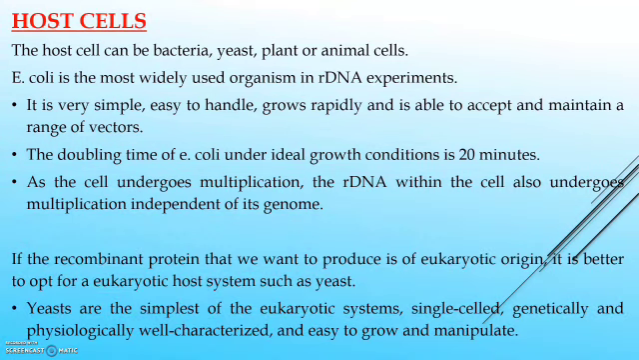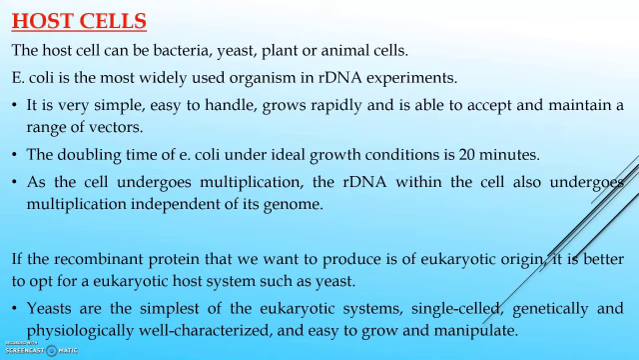The ultimate aim of the development of recombinant DNA molecules or vectors is the multiplication of recombinant DNA by cloning in a suitable host cells. The kind of host cell which is used mainly depends on the aim of the cloning experiment. The host cell can be bacteria, yeast, plant, or animal cells.